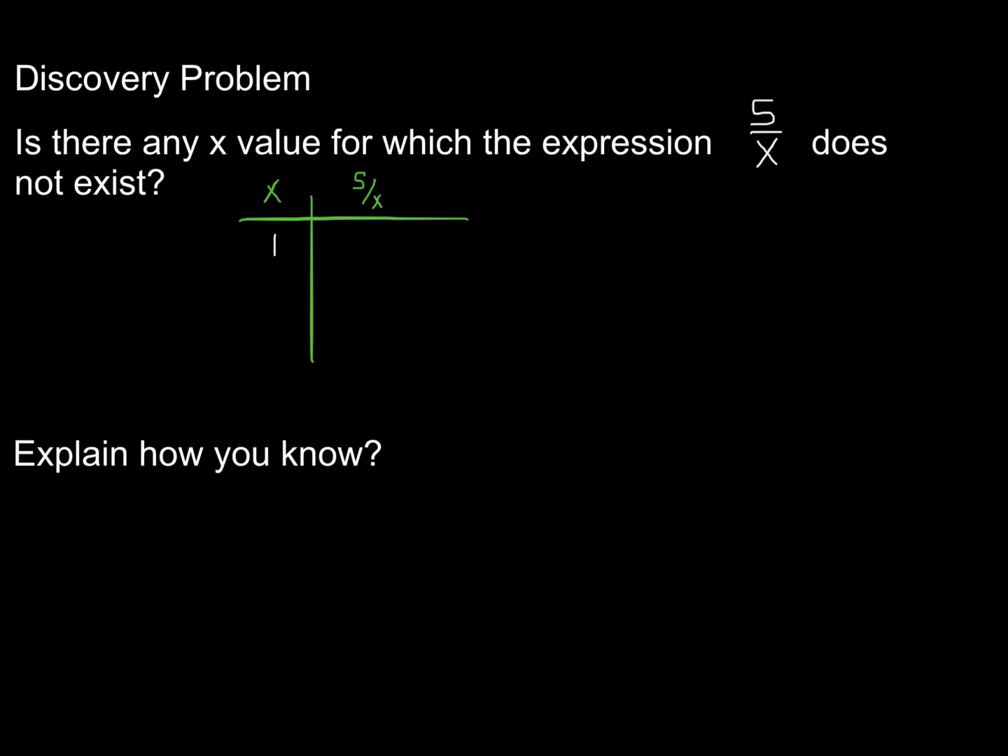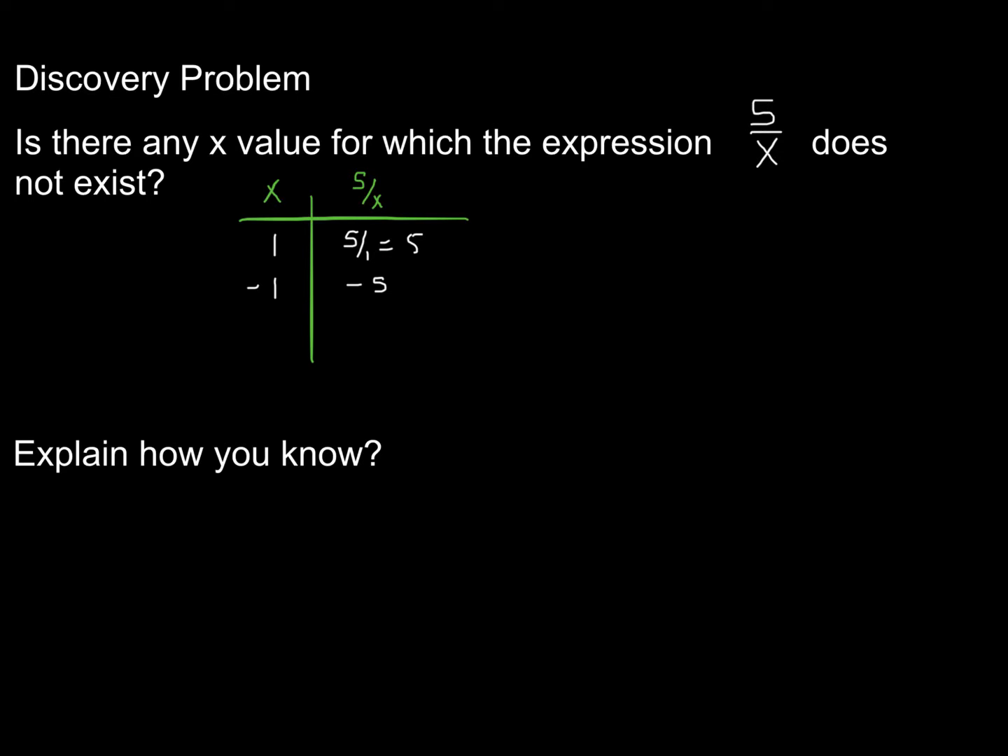Okay, well, when x is 1, 5 divided by x is going to be equal to 5 divided by 1, which of course is 5. Okay, so that makes perfect sense. It clearly exists when x is equal to 1. Maybe you try some other ones, like negative 1. Well, 5 divided by negative 1 is negative 5. Okay, well, that clearly works, so positive and negative values work. What would be something where I would not be able to divide 5 by that value, where I just couldn't say what that number is going to be?